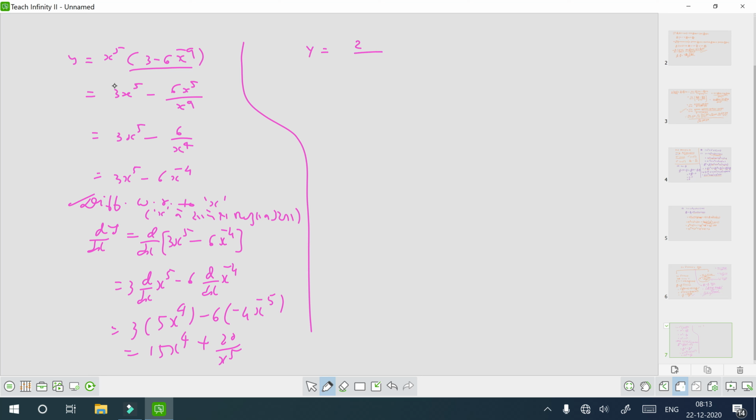y is equal to 2 upon x plus 1 minus x² upon 3x minus 1.